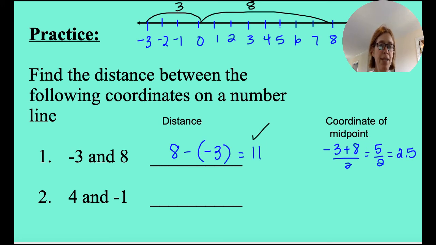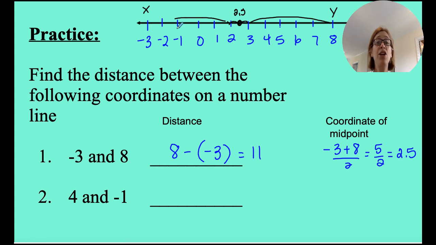Let me erase that. If I want the coordinate of the midpoint, I'm going to call this one x and this one y. 2.5 is right here. So that gives me a half this way, and then 5 this way, so 5.5. And this gives me a half this way, and 5 this way, so 5.5. So 2.5 is the coordinate of the midpoint.